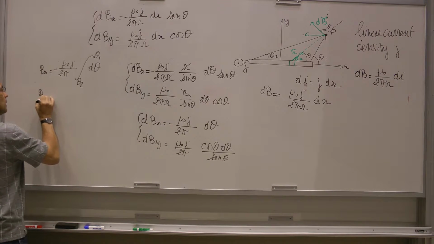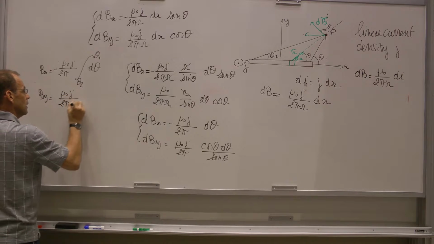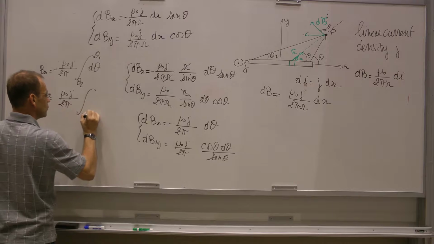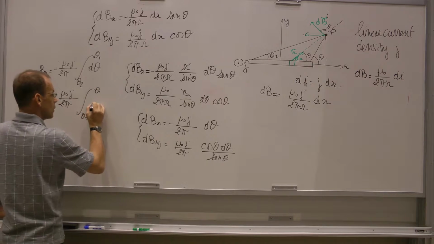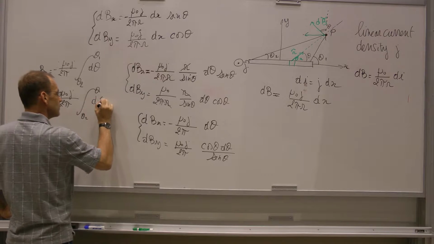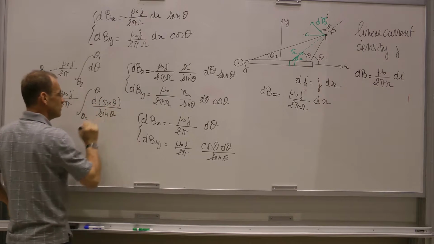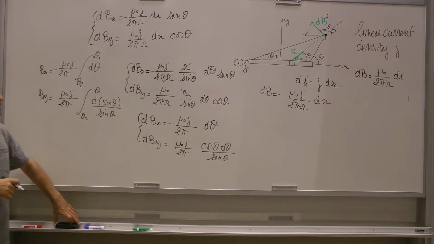And my By is going to be the same thing, mu 0 j over 2 pi, and the integral between theta 2 and theta 1 of cosine theta d theta. This is the same thing as d of sine theta, divided by sine theta. And immediately we see how we can integrate that very readily.